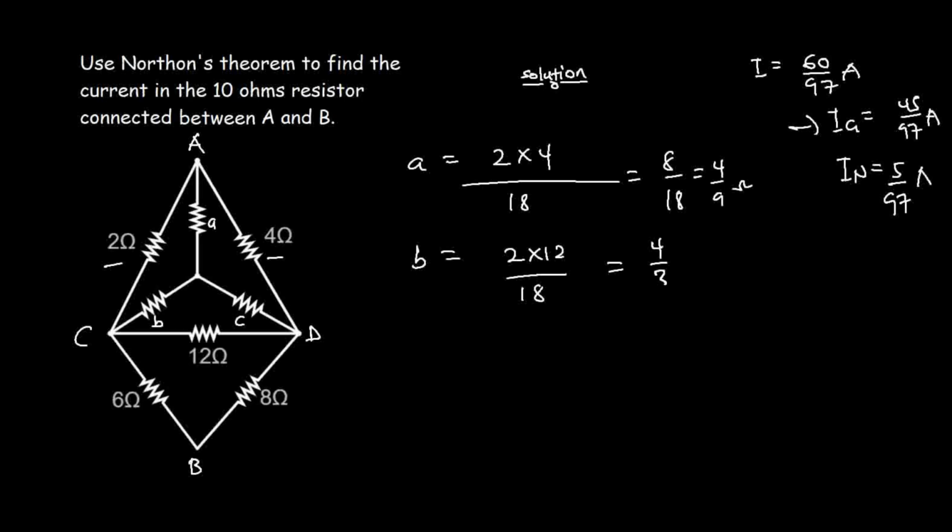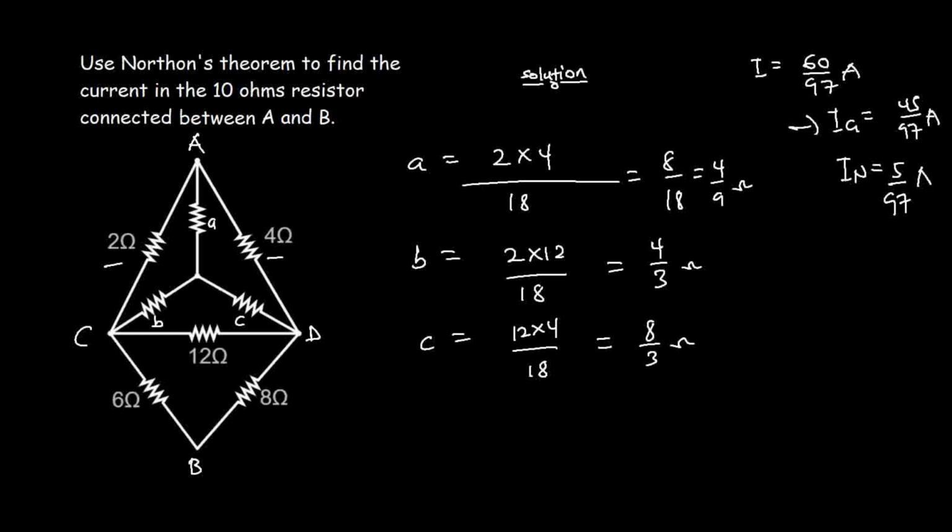4.3 ohms. And then C will be equal to 12 times 4 divided by 18. Let's see the value of this. This will be equal to 8.3 ohms. So we found the value of A, B, and then C.